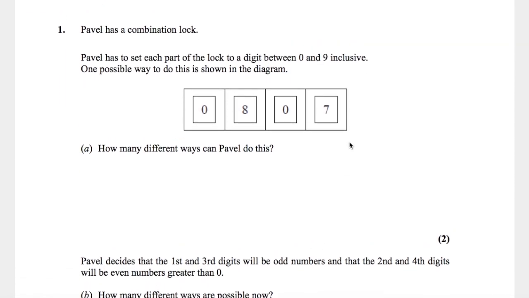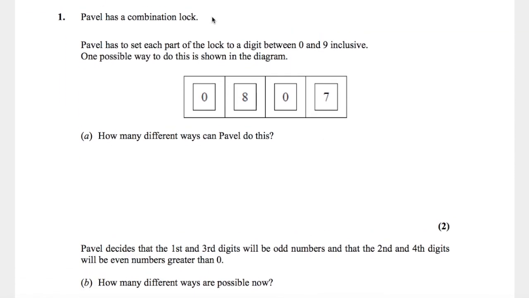The first question, question 1, says Pavel has a combination lock. Pavel has to set each part of the lock to a digit between 0 and 9 inclusive. One possible way to do this is shown in the diagram. How many different ways can Pavel do this?